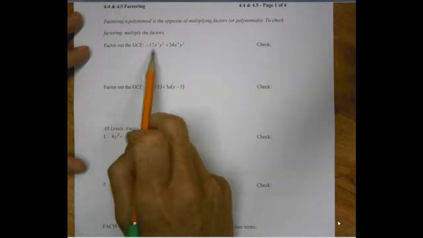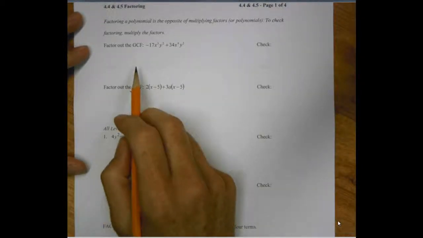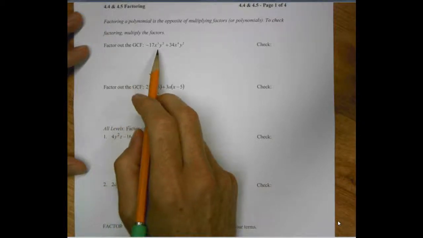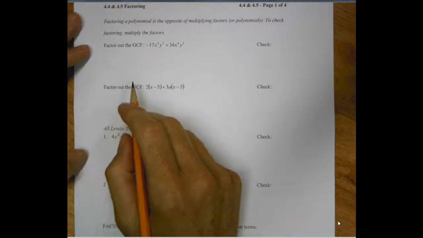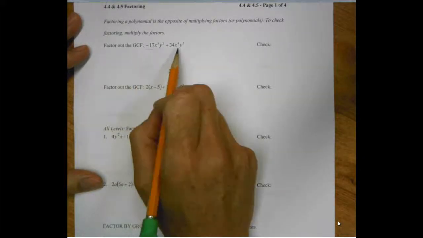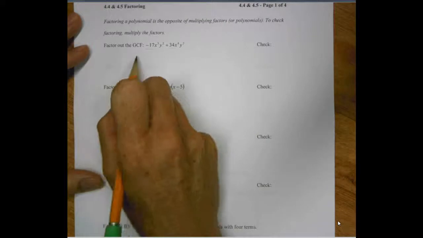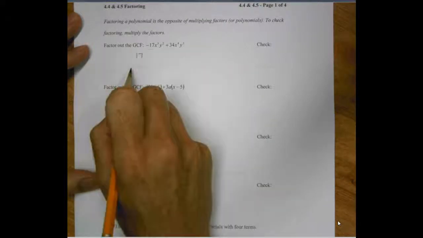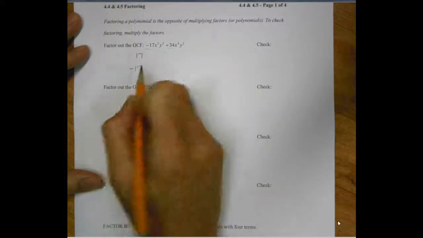Factor out a greatest common factor first. Remember, factoring is just the opposite of multiplying, and when we pull out something, we're using the reverse of the distributive property. So I want to look at the number parts and see what's in common, and I can see I could pull out a 17, or I could pull out a negative 17.